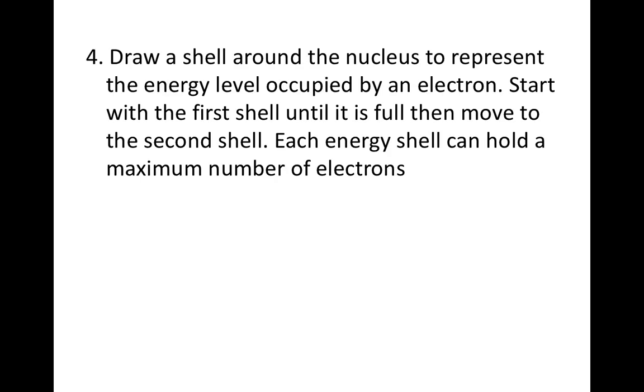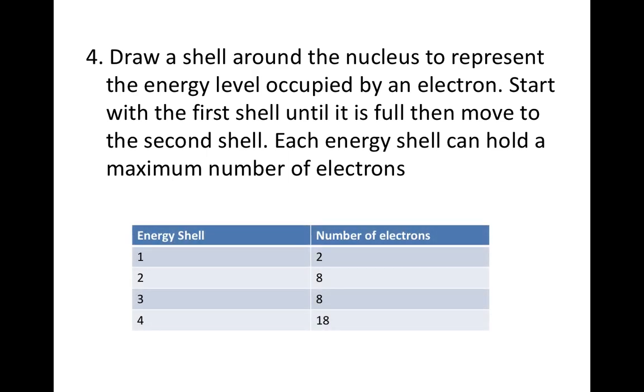Then step 4, we draw a shell around the nucleus to represent the energy level occupied by an electron. Start with the first shell until it is full, then move to the second shell and third shell and so on if you need more. Each energy shell can hold a maximum number of electrons. So the first shell holds 2, the second shell holds 8, the third shell holds 8, and the fourth shell holds 18.